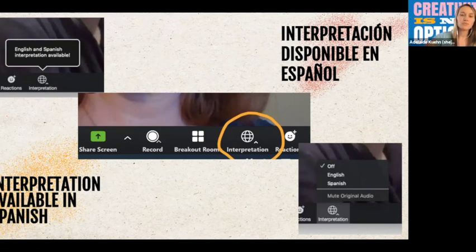Great. So first, you will see, as displayed on this slide, the interpretation webinar control, this circle with the lines through it. You'll click on that icon. You will see your language options, English and Spanish. Select your preferred language and you're good to go. There's also an option to mute original audio, which will be helpful in helping you only hear the interpreted language. If you have any questions about the interpretation, or anything else, please raise your Zoom hand or ask a question in the chat. We will help you to the best of our ability.